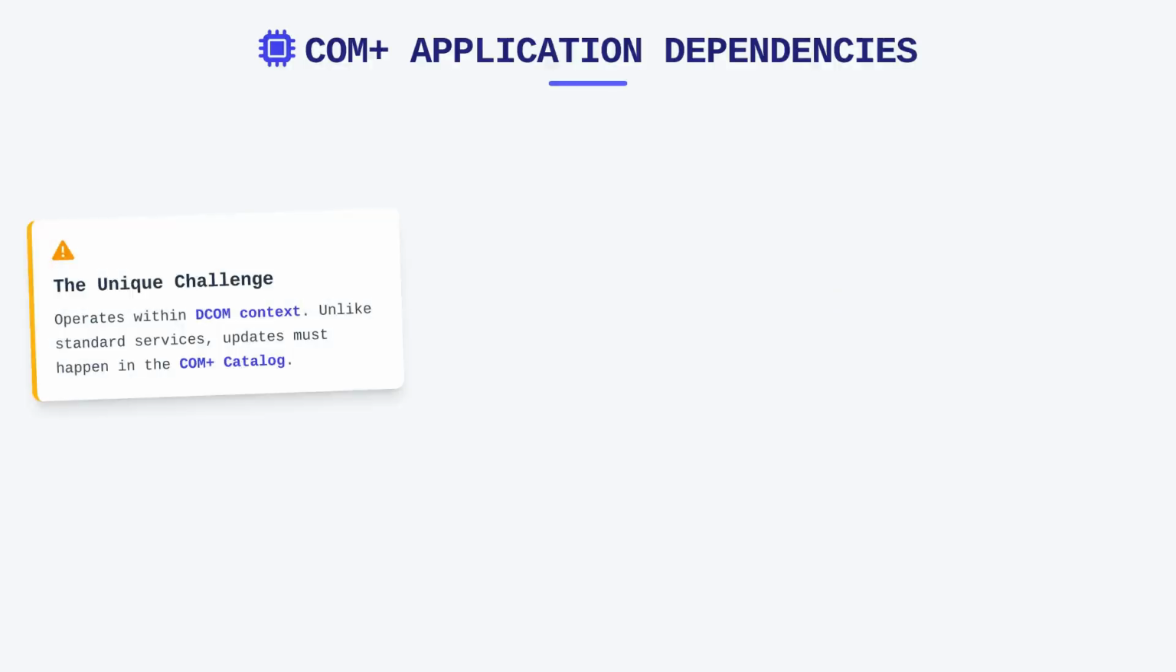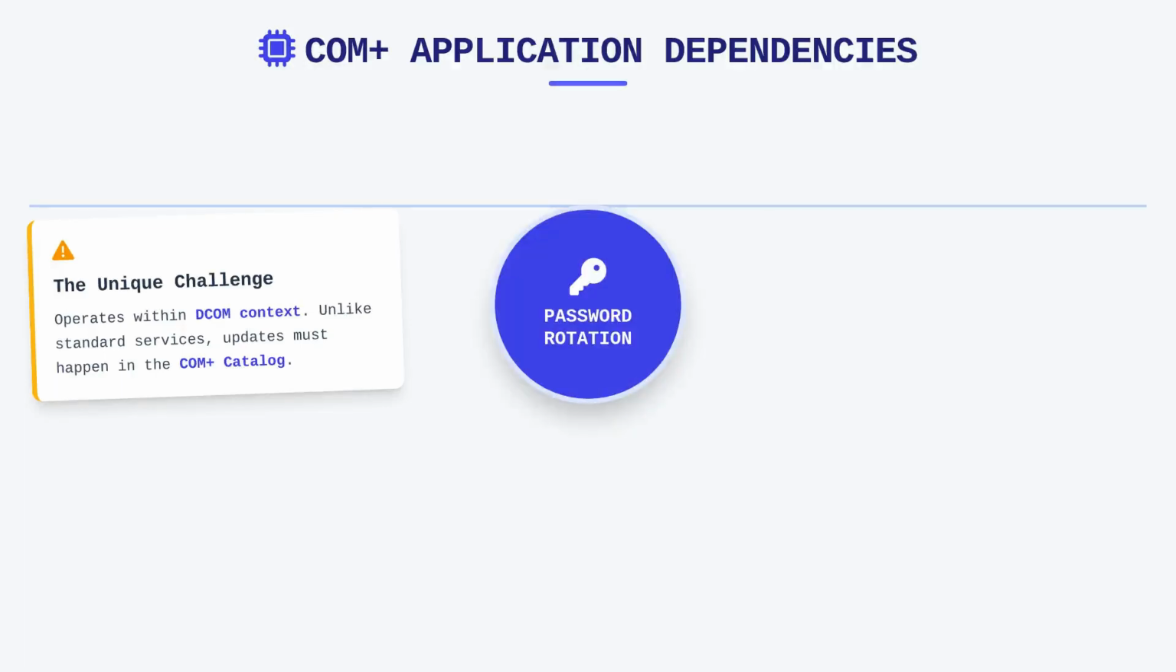Complex applications present a unique category of dependency because they operate within the context of DCOM and often require specific interaction with the Component Services Management Console. When an account running a COM+ application is rotated, the credentials must be updated within the COM+ catalog, which is quite different from simply updating a service or a scheduled task.